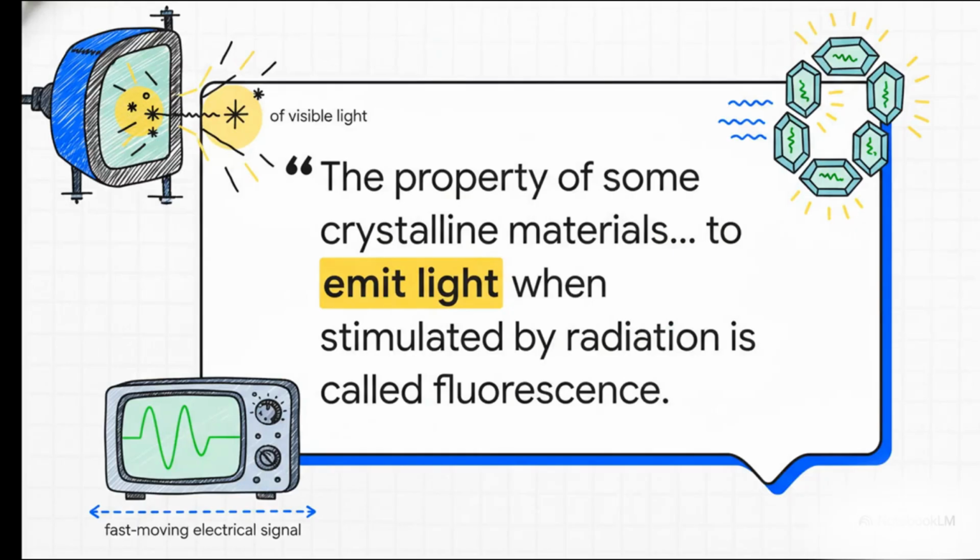Yeah, the secret sauce to the whole thing is a property called fluorescence. That phosphor on the screen just soaks up the energy from the electron beam and then spits it back out as visible light. It's this amazing physical phenomenon that finally let us turn a super-fast electrical signal into a stable picture we can actually look at.